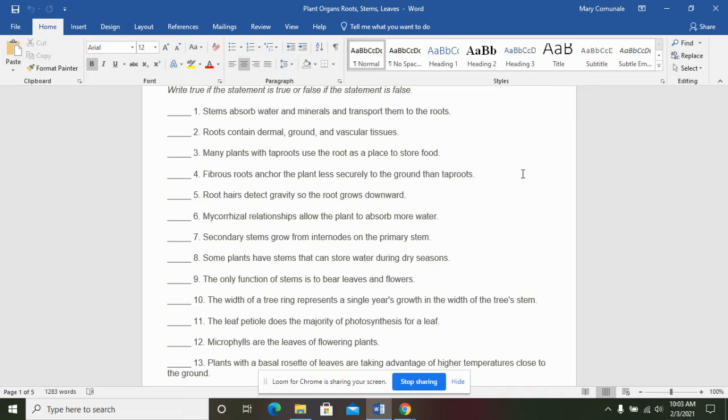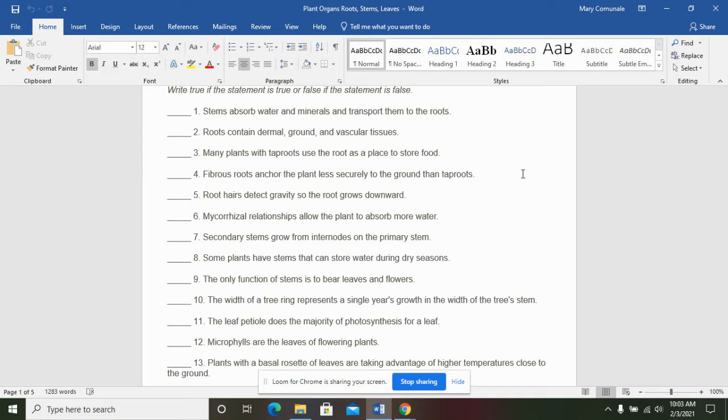Secondary stems grow from internodes on the primary stem. That one is going to be true. That is how secondary stems go about growing. They have to come from a node on the primary. Number 8, some plants have stems that can store water during dry seasons. And that is also true. Think of a cactus. It has a huge stem and it stores water during the dry seasons.